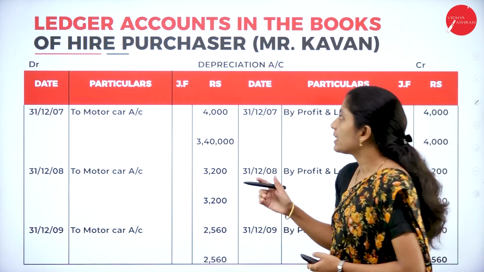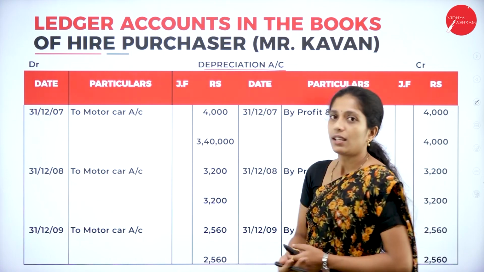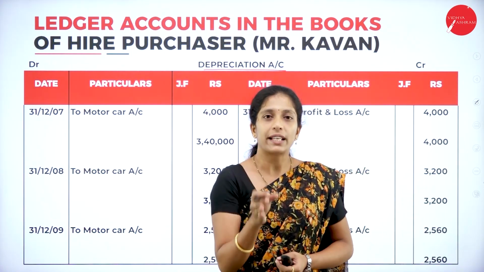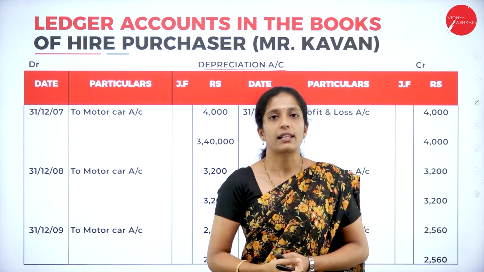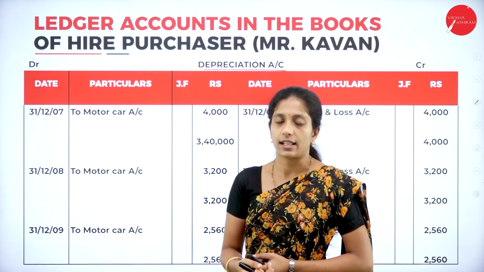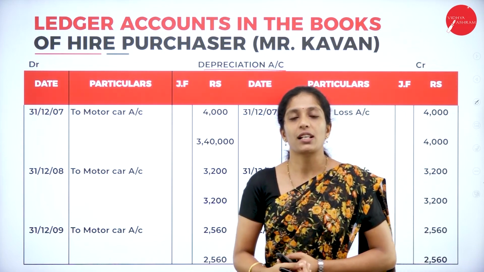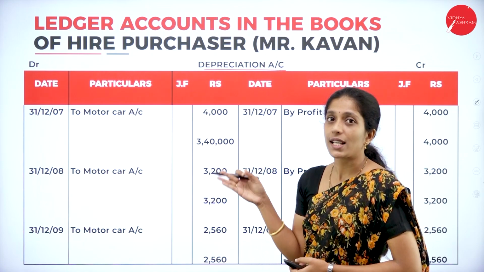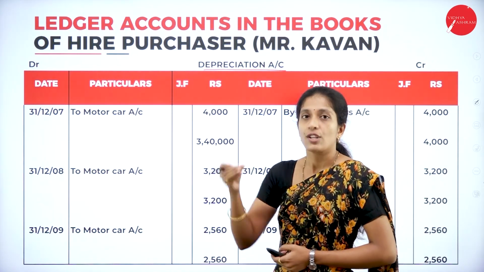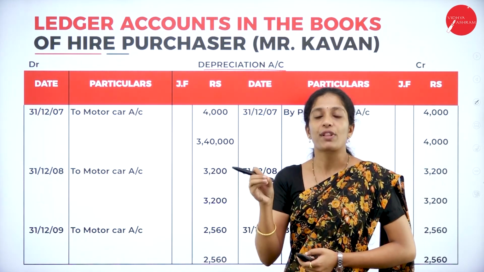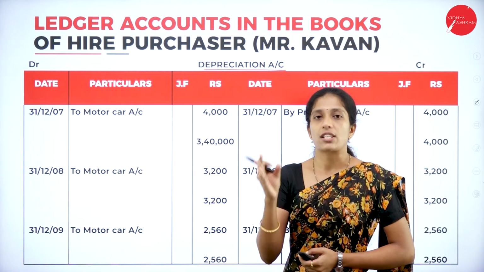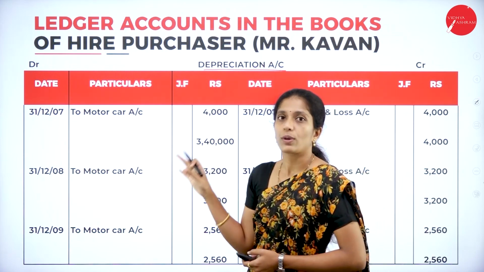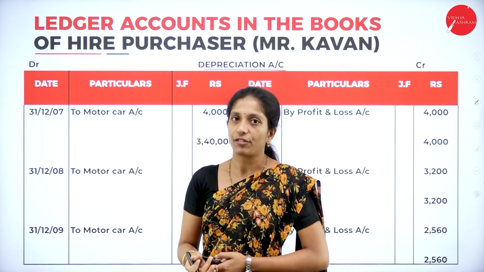Now we shall prepare depreciation account. Since the asset is there in the hands of the hire purchaser, regularly year after year you have to calculate the depreciation for the asset. Now what is the entry for charging the depreciation? Depreciation account debit to asset account. Now what is the asset here? Motor car. So this depreciation is charged at the end of the financial year, and after charging the depreciation it has to be transferred to profit and loss account. So the total of debit side will be equal to total of credit side.